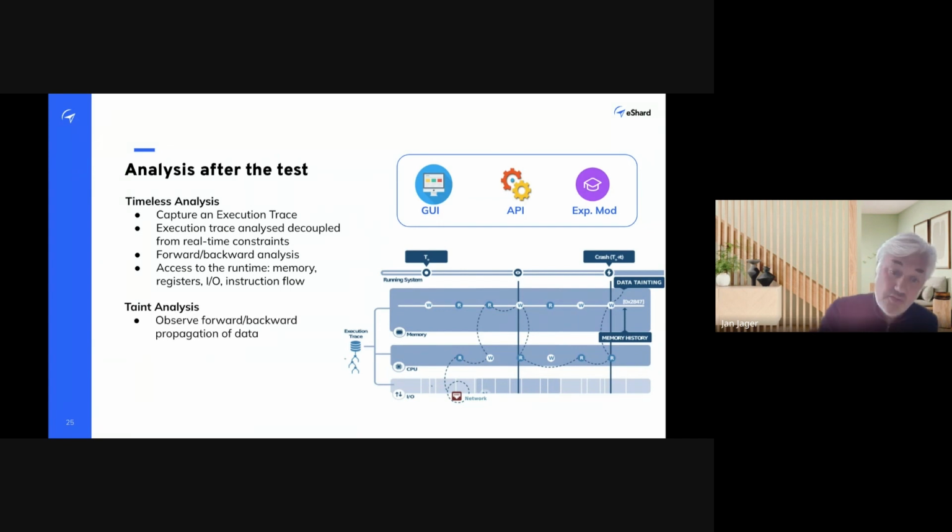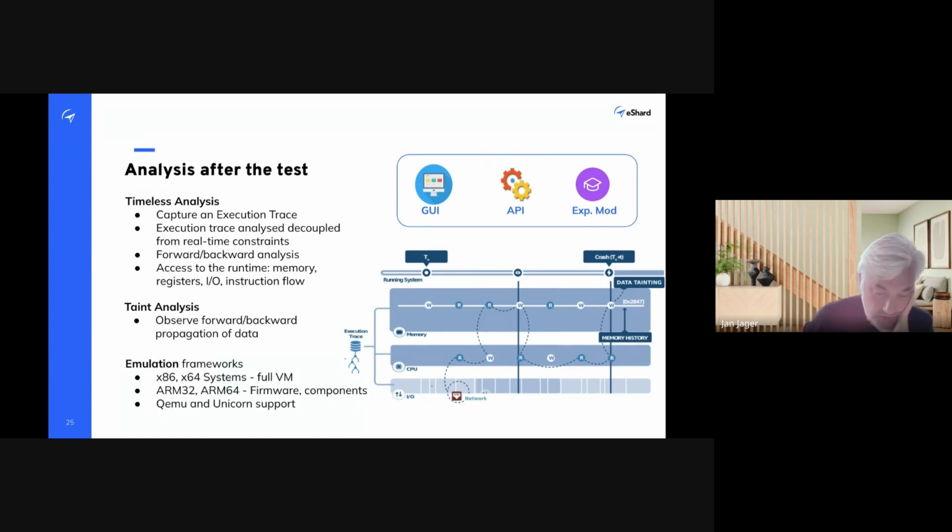Another option is to do a taint analysis, and that is looking at the data to see what is the effect if the data is changed, and where is the data used in the execution. So it's a very useful method of seeing what is the propagation of data effect on the execution of the firmware.